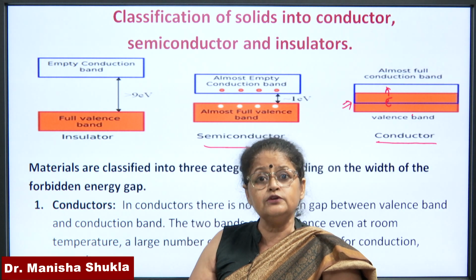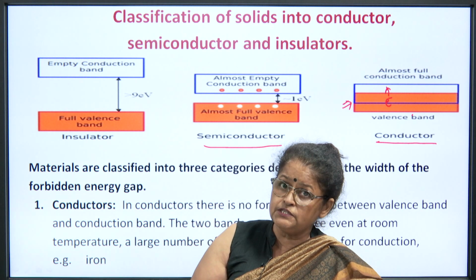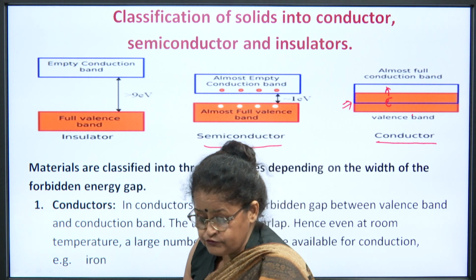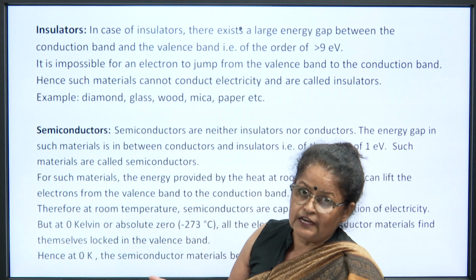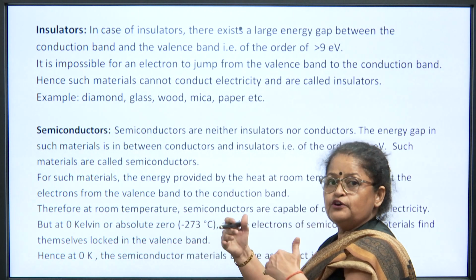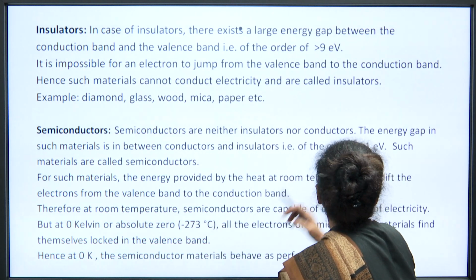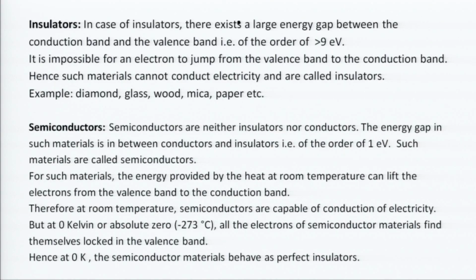Semiconductors are normally of two types. Whenever some kind of an impurity is added, that also facilitates the flow of electrons from the valence band to the conduction band by providing an impurity band in between. So, semiconductors are neither insulators nor conductors. The energy gap in such materials is between conductors and insulators, approximately 1 electron volt. Such materials are called semiconductors.